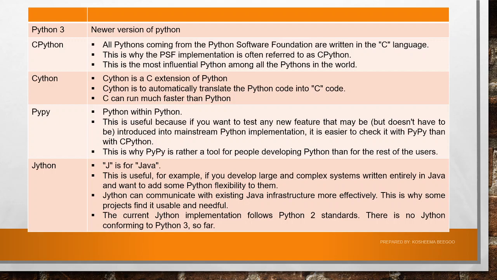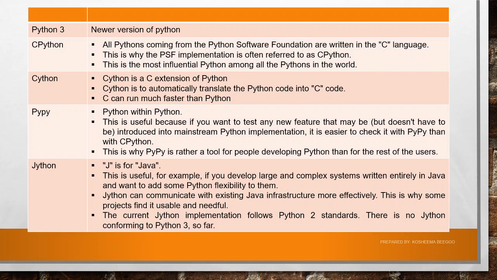What you have to understand by CPython is that this is the original Python implementation. So it is the one that we normally work with, and it is an interpreted language. This is the most influential Python among all the Pythons in the world. We have code in C language, whereas Cython is like an extension, a C extension of Python.